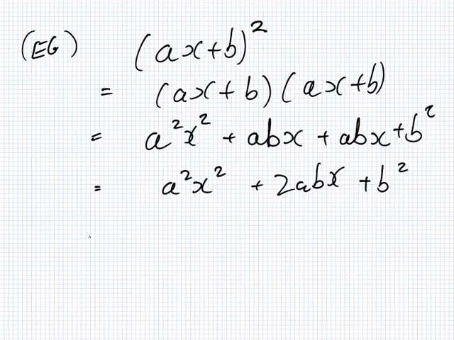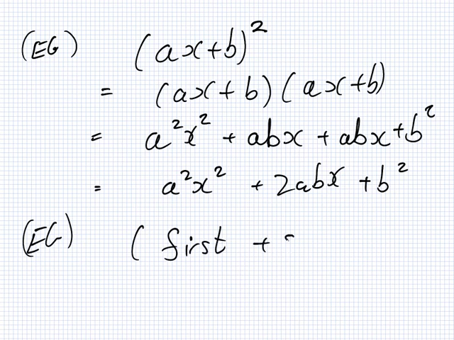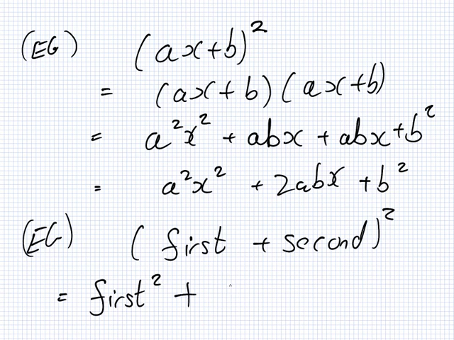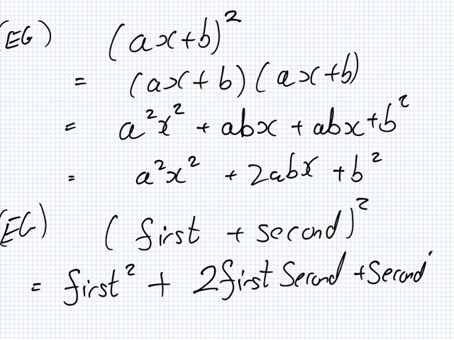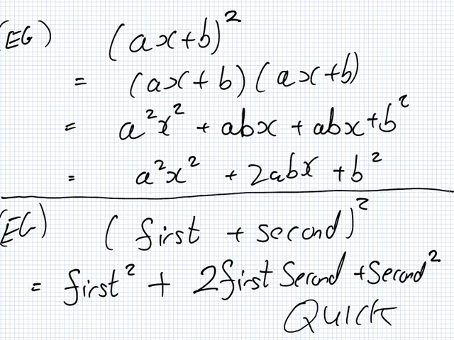Or as how I like to remember it, if you prefer, if you have first plus second squared, then the formula, the quick way to do it, is you square the first one, first squared, plus twice the first by the second, plus second squared. So this is the quick way to do it. Now you don't have to do it this way, but it'll save a lot of time if you can. You can write either down, whichever is easier for you to understand. Probably the second way, I would think. So this is the quick formula here.